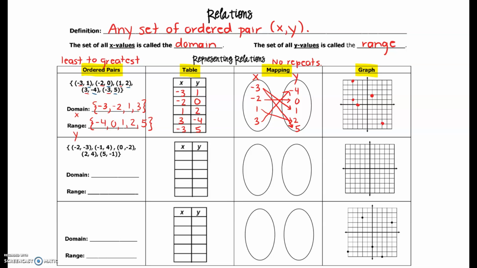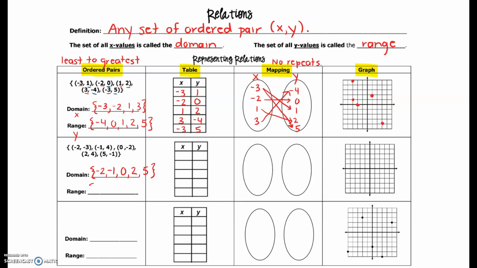As we identify the domain, we should start with the smallest x value. In this case, it is -2. And they actually are in order the way they are written here. So -1, 0, 2, and 5 would be our x values here. None of them repeat, so we need to include all 5 numbers.